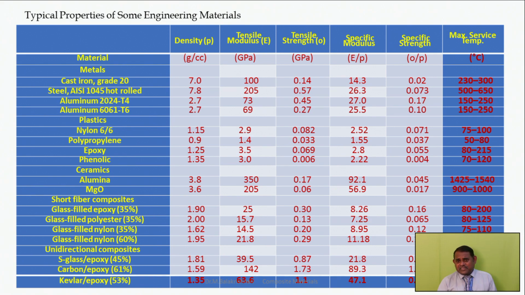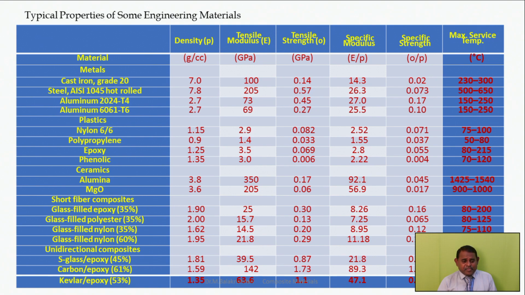But the choice of materials for engineering applications depends upon many factors, starting from density and tensile modulus, tensile strength, specific modulus, specific strength and maximum service temperature. Each and everything is contributing, is the deciding factor to choose a specific material for a specific application. So from this table, one can understand some of the physical and mechanical properties of the material.